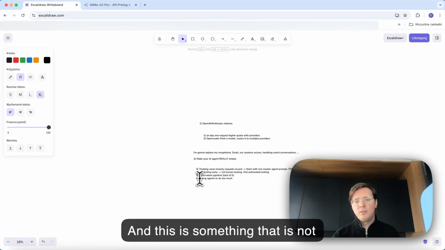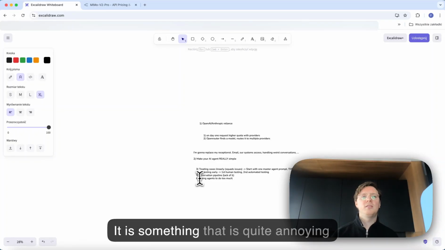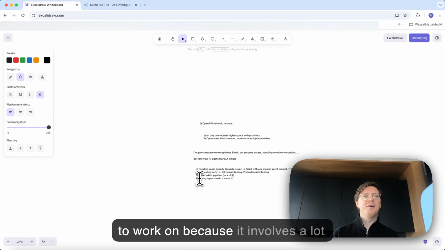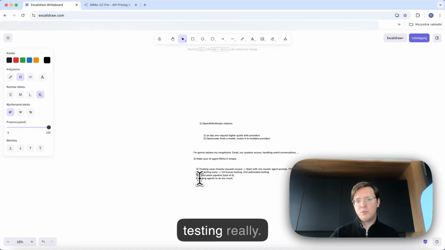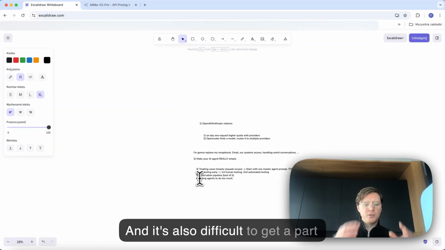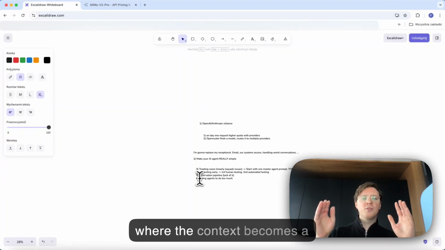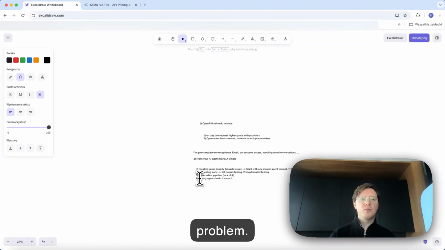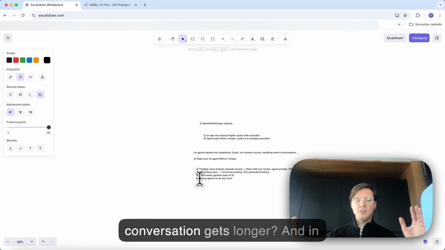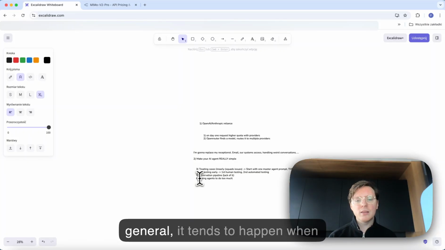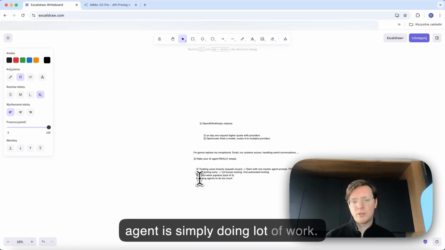And this is something that is not always super simple. It is quite annoying to work on because it involves a lot of iterations and a lot of human testing, really. It's also difficult to get to a point where the context becomes a problem. So there are a lot of nuances in here. What happens when the conversation gets longer? In general, it tends to happen when the agent is simply doing a lot of work, right?